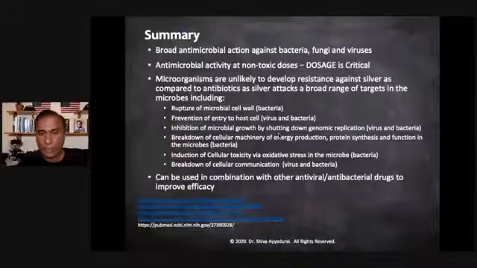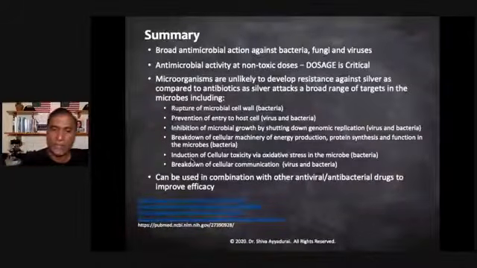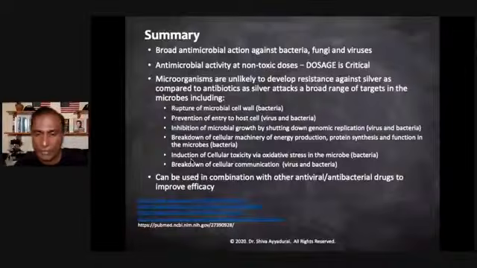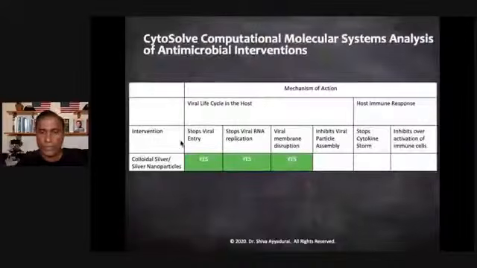It inhibits the microbial growth by shutting down the genomic replication in both virus and bacteria. And it breaks down the cellular machinery of energy production, the mitochondria, in bacteria. It doesn't do that in viruses because they don't have mitochondria. And then it induces cellular toxicity via oxidative stress, and that's through bacteria. And it breaks down the cellular communication, in both virus and bacteria. And what they're finding is that silver can be used with other antiviral, antibacterial drugs or components, etc. So this is sort of the summary chart.